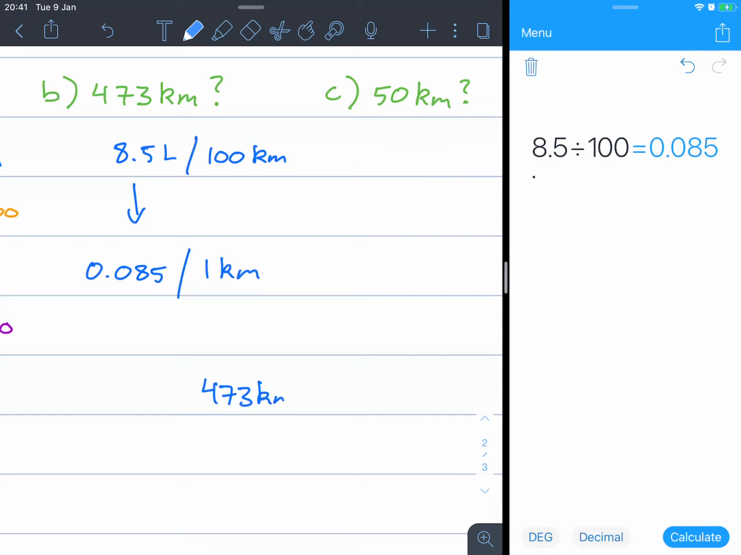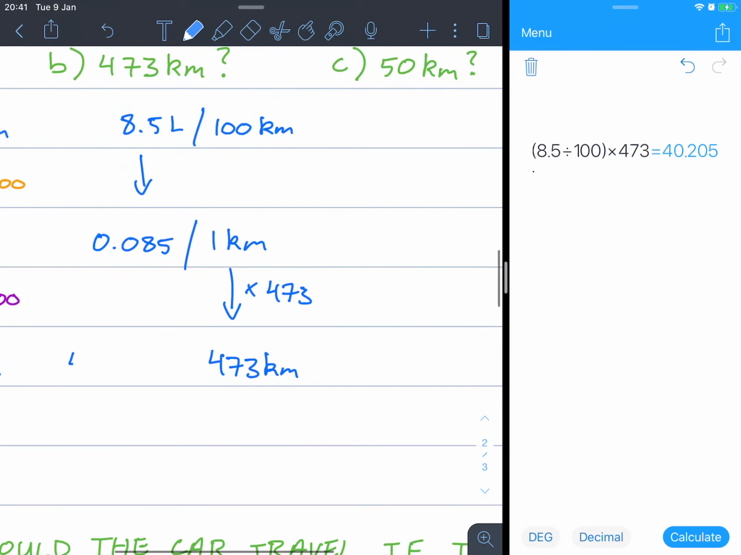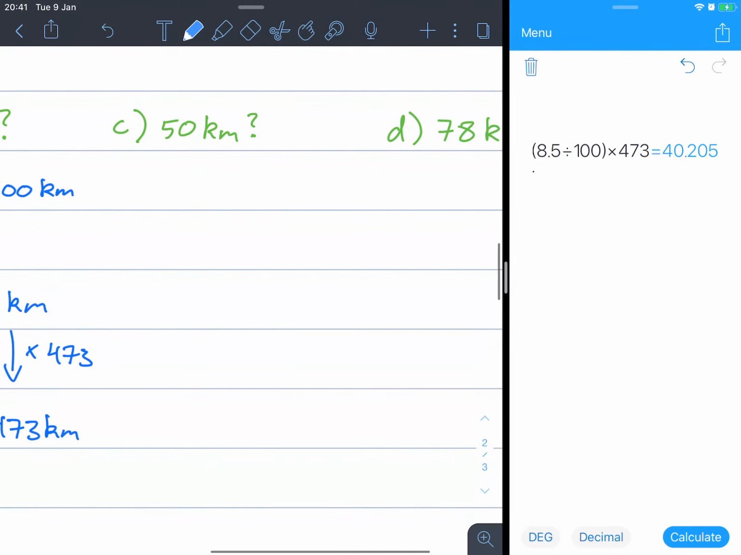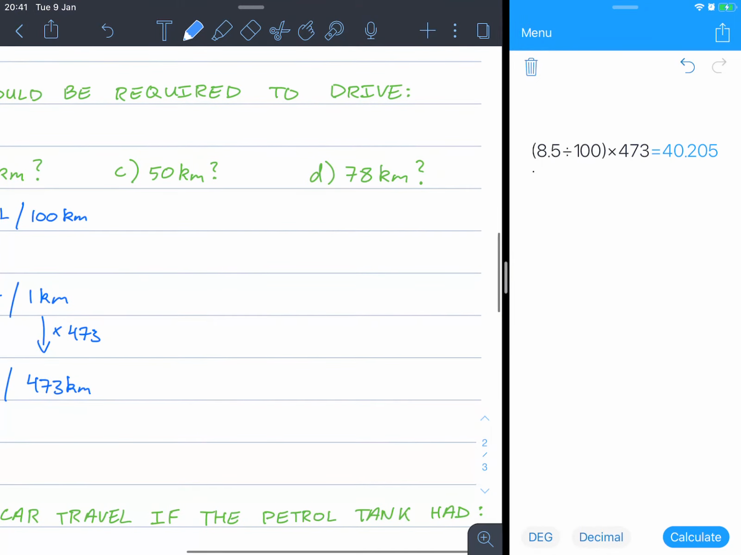And now we want 473 kilometers. In this case, we're going to be multiplying by 473. It's going to take this amount and multiply it by 473, which gives us 40.205. So 40.205 liters is required. This method will work for any distance that we want.